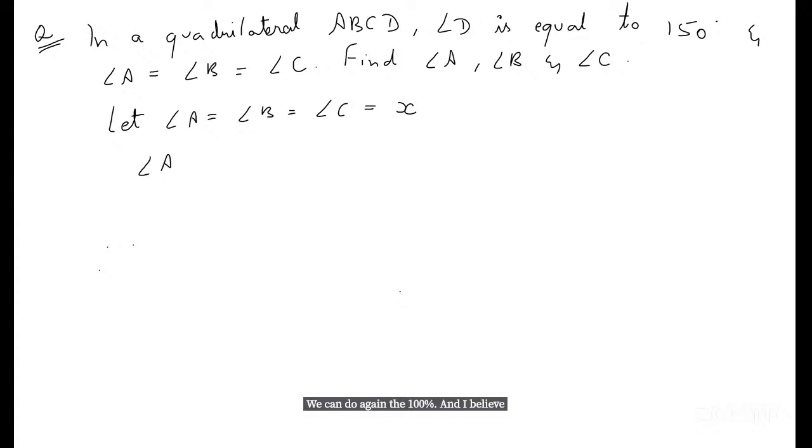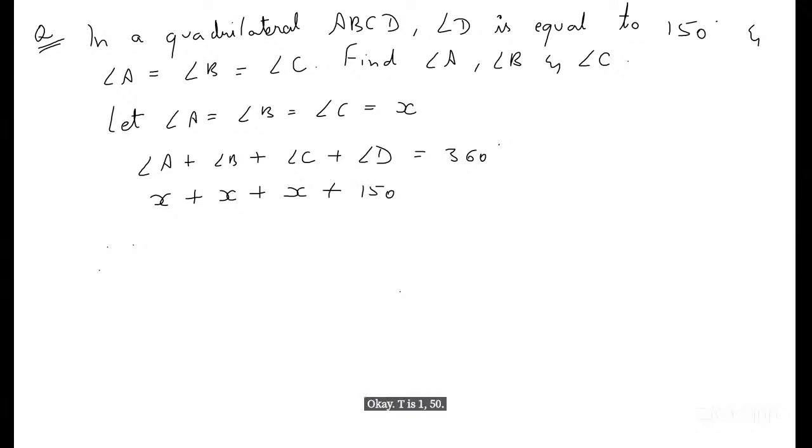Angle A plus angle B plus angle C plus angle D equals 360 degrees. So X plus X plus X, because above we assumed that A, B, and C are all X, plus 150 equals 360. When we add X three times, it becomes 3X. So 3X plus 150 degrees equals 360 degrees.